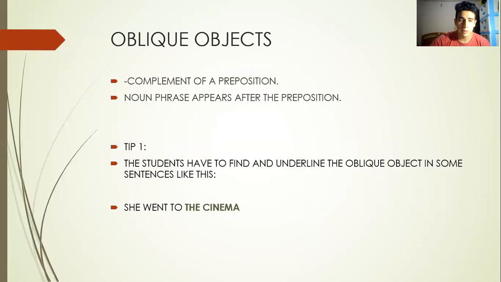And the tip number one that we can use is that we have to tell students to find and underline the oblique object in some sentences like this one: She went to the cinema. So students have to underline the oblique object, the cinema, because it's after the preposition to.